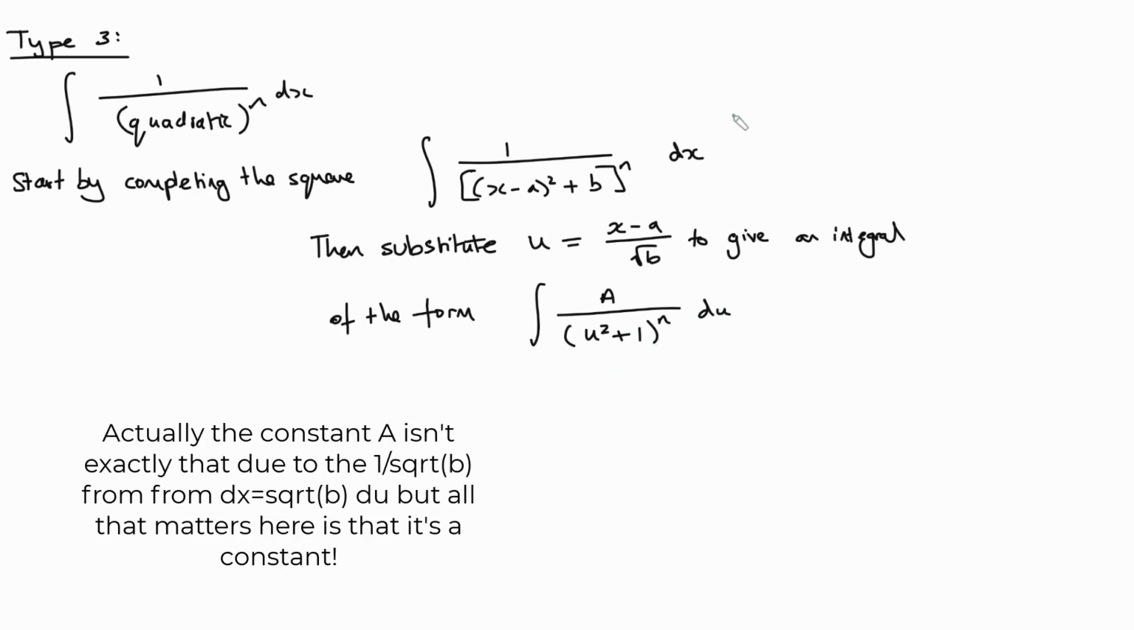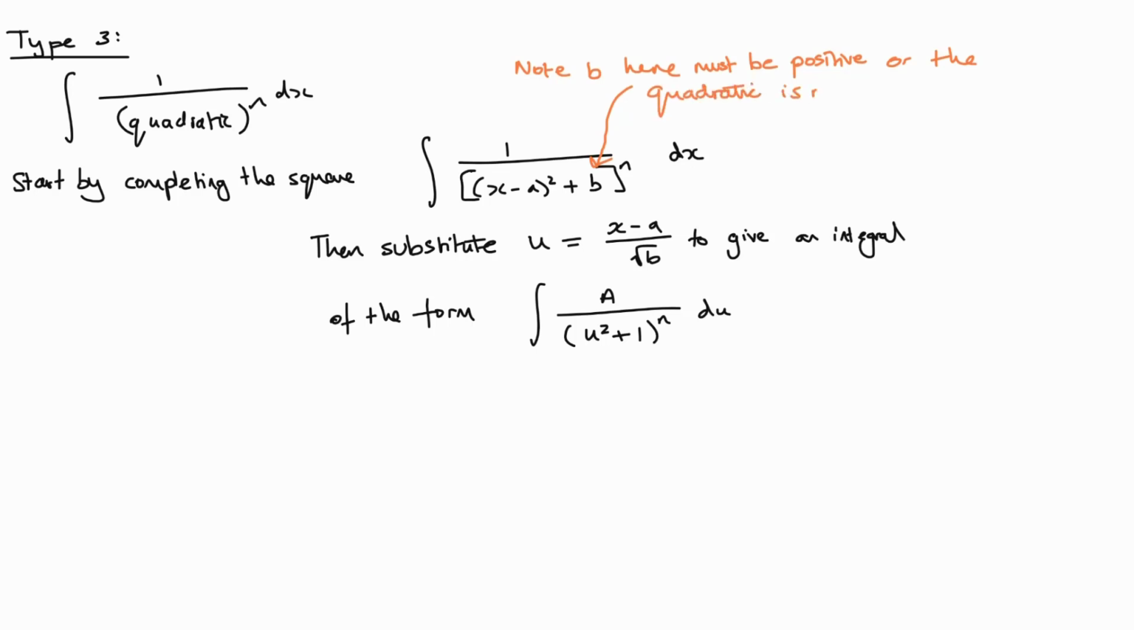But the point I'm trying to make here is that by this substitution, I can just change it to the form of something over (u squared plus 1) all to the power of n. Notice, by the way, that if you're worried about this b being negative, it actually can't be negative if you want the quadratic to be irreducible. So in all the cases we're considering, this is a valid trick to play. Right, so actually we can just do these integrals and we are done.